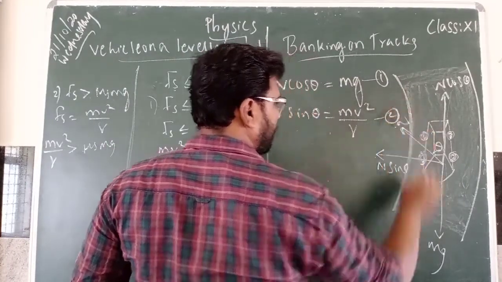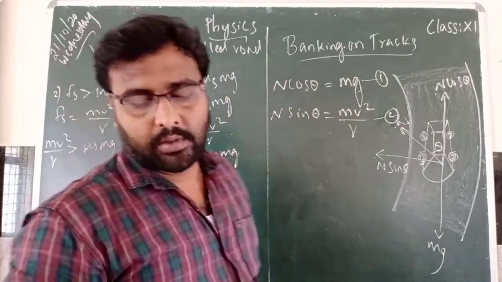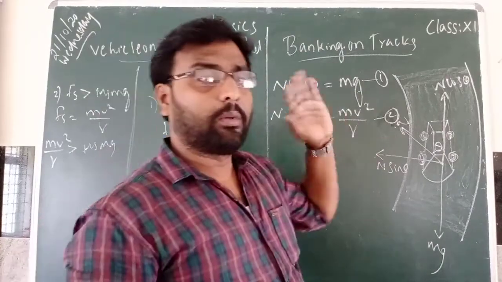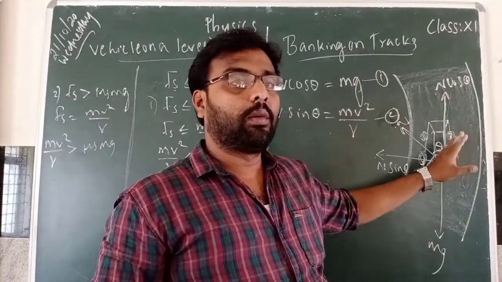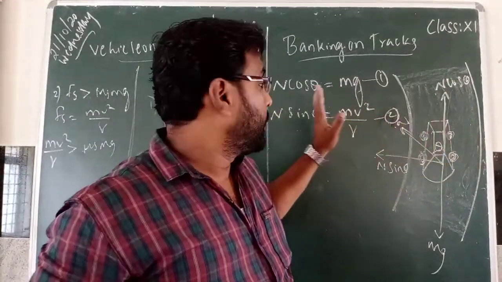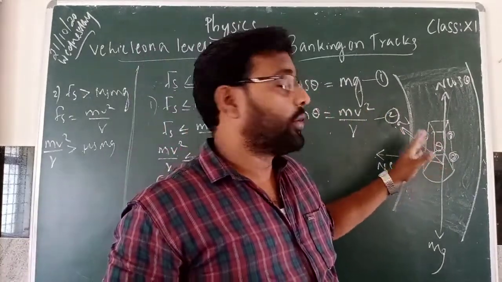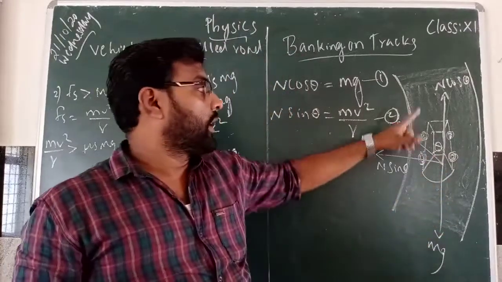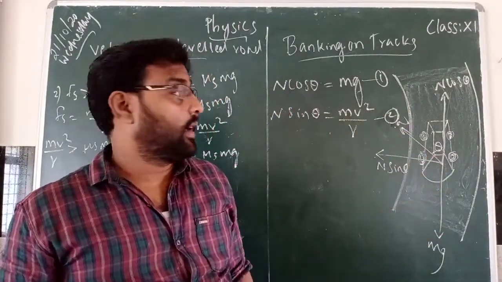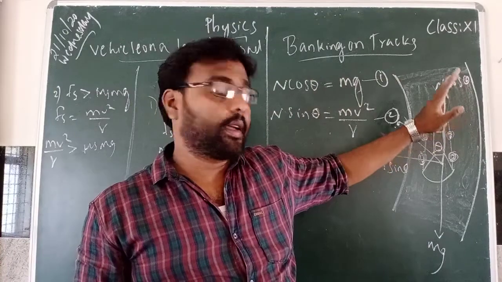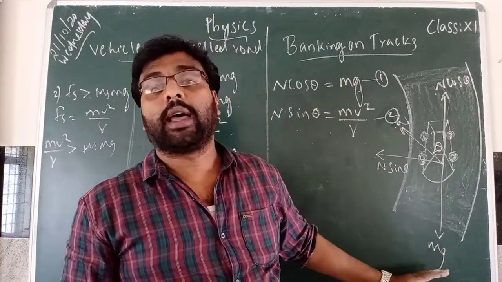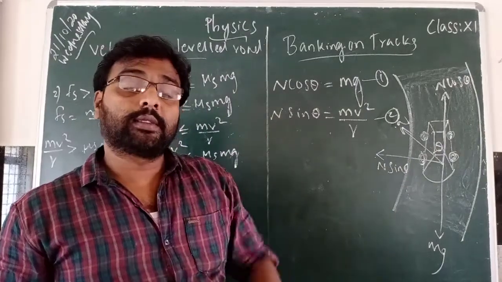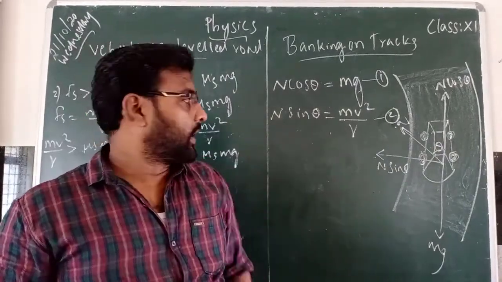You can keep this as equation 2. Banking of track, this is a small derivation only. Remember, when this vehicle moves, there is an angle produced, that is the banking angle. Due to this angle, the normal force is resolved into two components, N cos theta and N sin theta. What is the use of N cos theta? N cos theta is to balance the gravitational force, and N sin theta provides the required centripetal force.